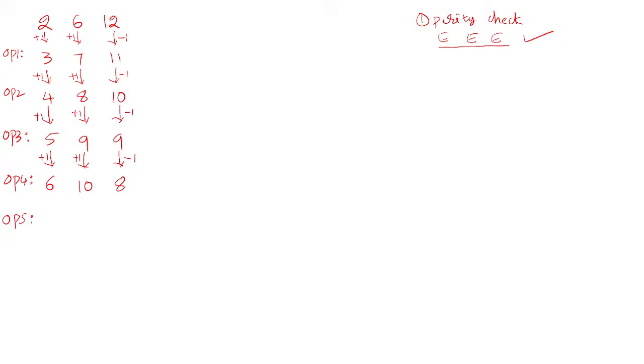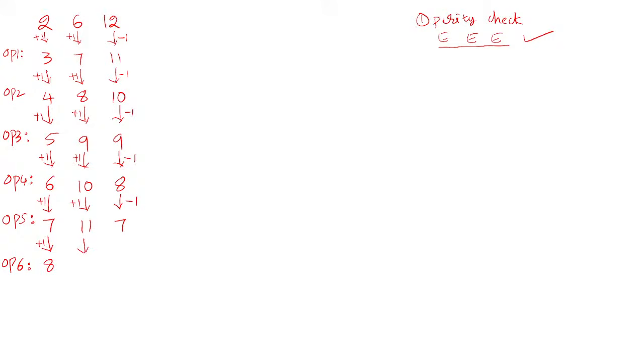Then operation 5. What I do is I increment this by 1. Then I increment this by 1. Then I decrement this by 1. So this becomes 7, 11 and this becomes 7. Then in operation 6, what I do is I increment this by 1.